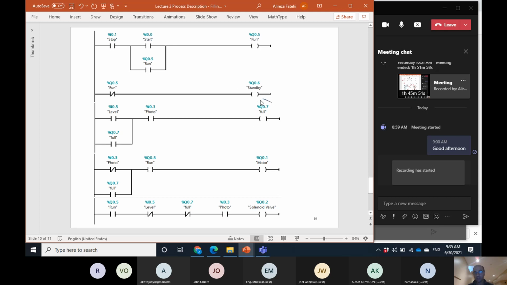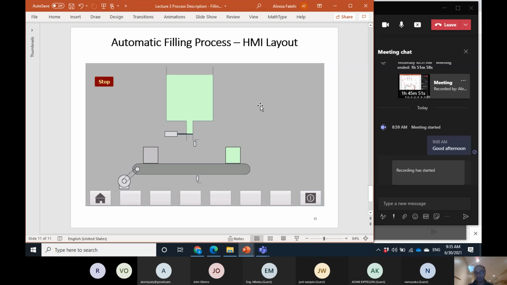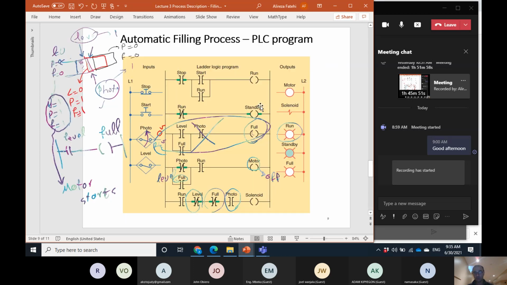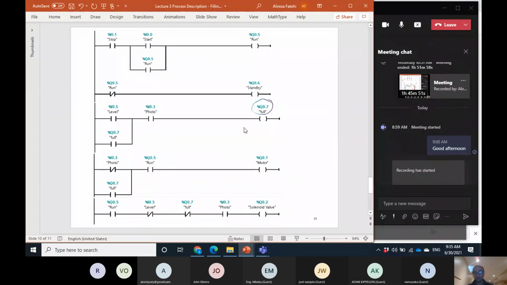For the full also I use an output. Why again? Because it's supposed to be a pilot light here. It's supposed to be a pilot light also to indicate that it is full. So because of that, we need this to be Q. For the motor, definitely it should be an output, and for the solenoid valve also it should be an output.